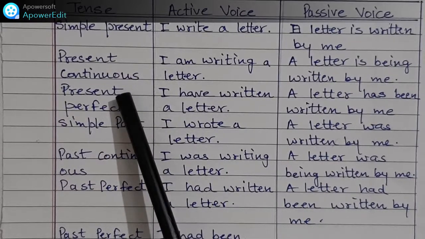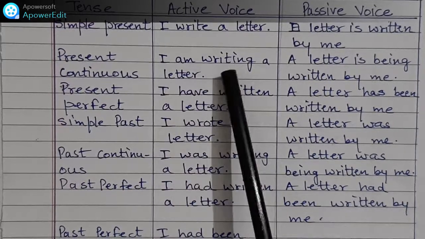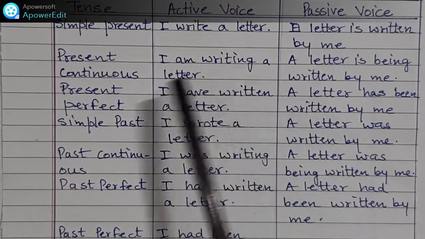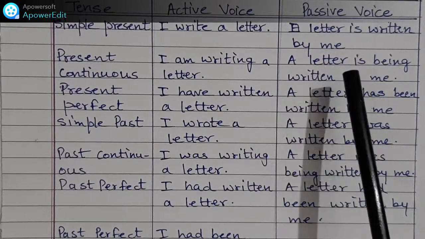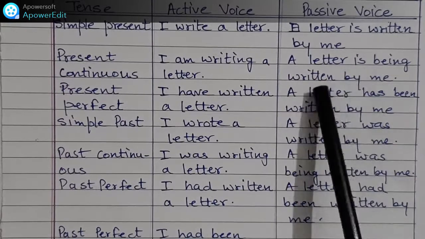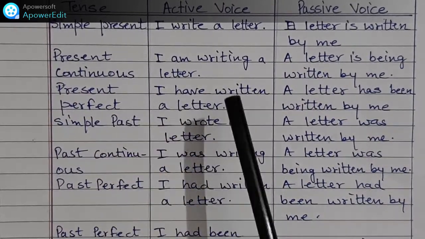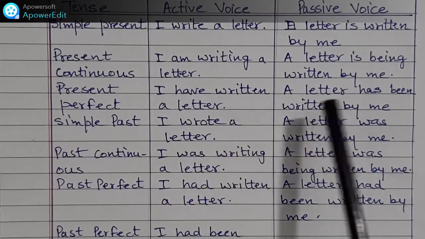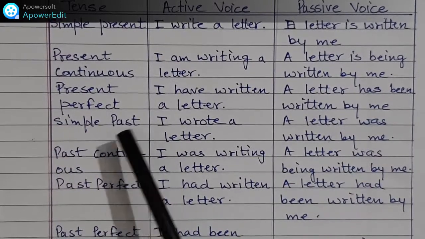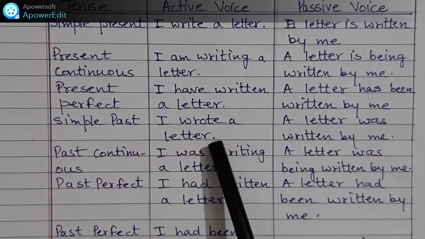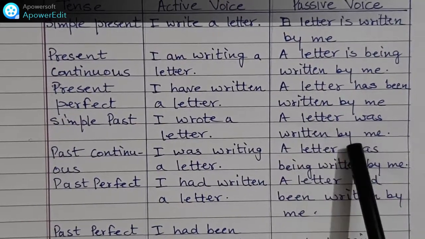Present continuous tense, I am writing a letter, changes as a letter is being written by me. Present perfect tense, I have written a letter. A letter has been written by me. And simple past tense, I wrote a letter, will change like a letter was written by me.